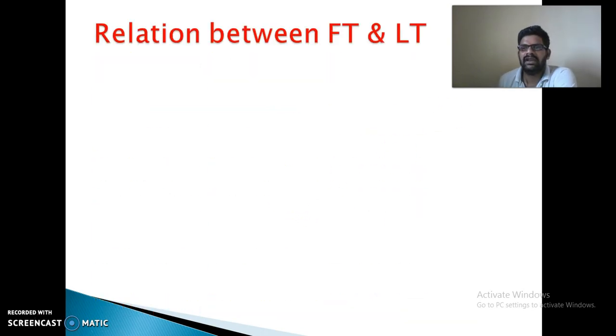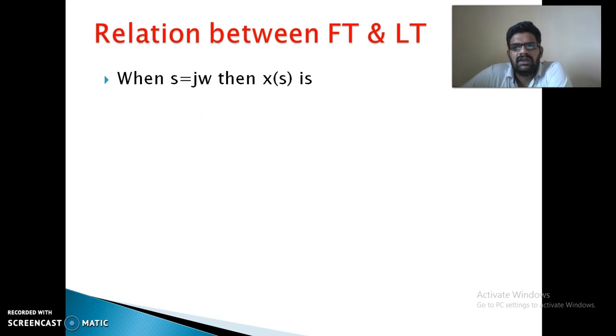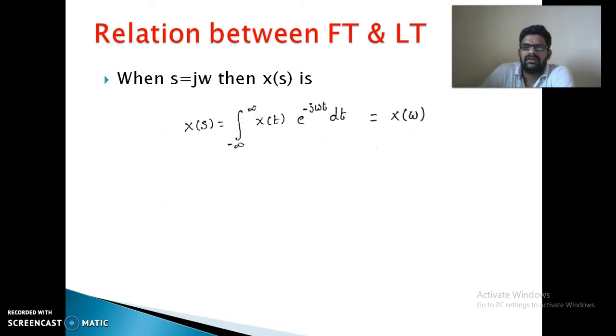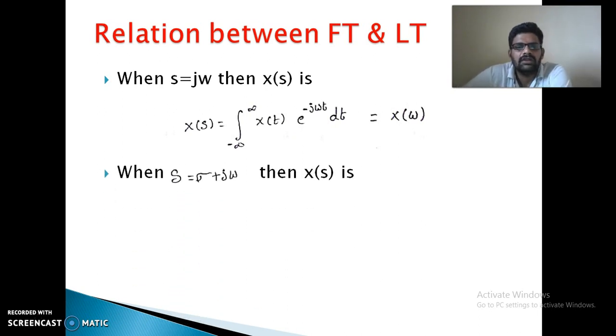So, relation between Laplace transform and Fourier transform. Both are transformation tools and both are applicable for continuous time signals. So what is the relation between them? Laplace transform can be obtained by just replacing j omega with s. So X(s) equals integral from minus infinity to plus infinity x(t) e^(-j omega t) dt, which is known as X(omega), where s is sigma plus j omega.